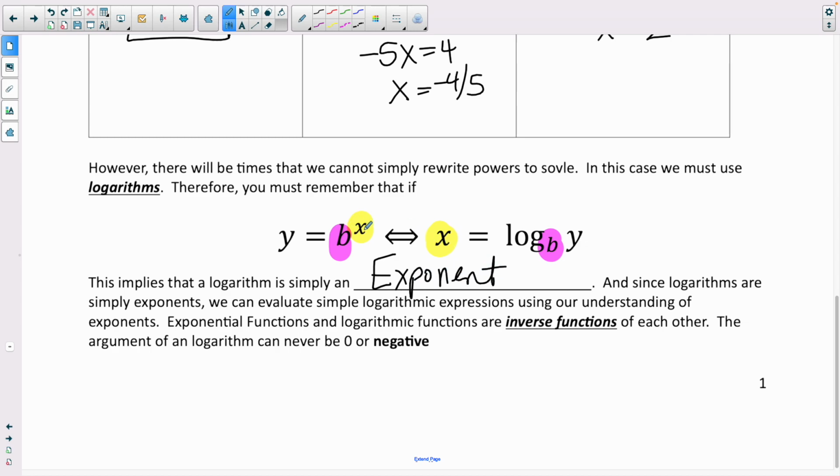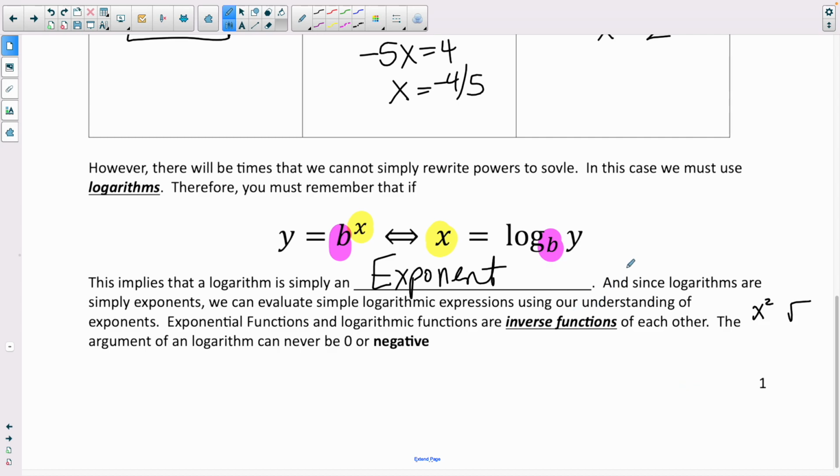So notice here x is my exponent. So the logarithm is equal to x. So a logarithm is an exponent. Since logarithms are simply exponents, we can evaluate simple logarithmic expressions using our understanding of exponents. Exponential functions and logarithmic functions are inverses of each other, and so they undo each other. So like x squared and square root, those are inverses of each other because they're going to negate each other. They're going to cancel each other out.